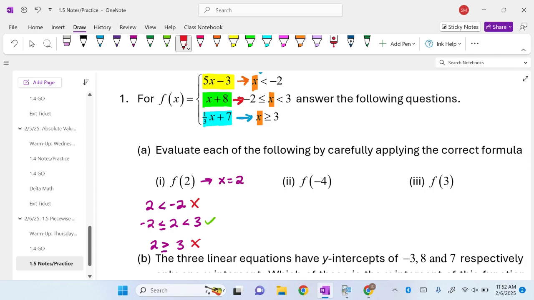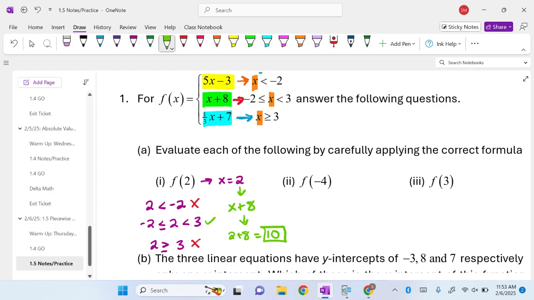So given that the middle domain is true, that means we're going to plug this 2 into the x plus 8, because that's the function that's connected to the domain between -2 and 3. All right. So to evaluate this, I'm going to plug in 2 for the x in x plus 8. So I get 2 plus 8, and it's 10. Kind of making a bit more sense now? Kind of, sort of, maybe?